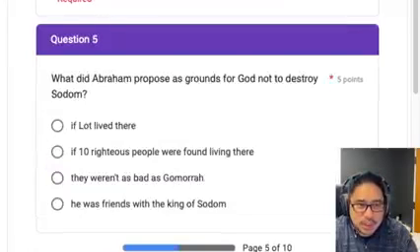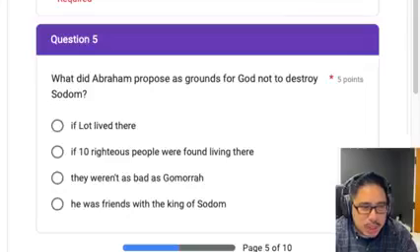All right, next question, number five. What did Abraham propose as grounds for God not to destroy Sodom? Abraham proposed if Lot lived there, or if 10 righteous people were found living there, or if they weren't as bad as Gomorrah, or if he was friends with the king of Sodom. So Abraham made this proposal to God because of this.